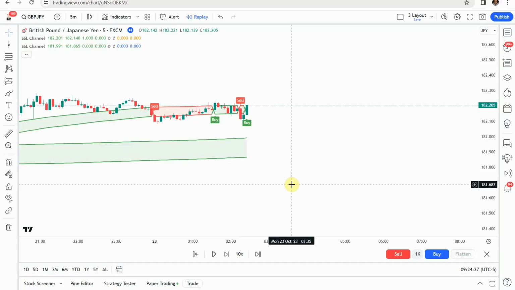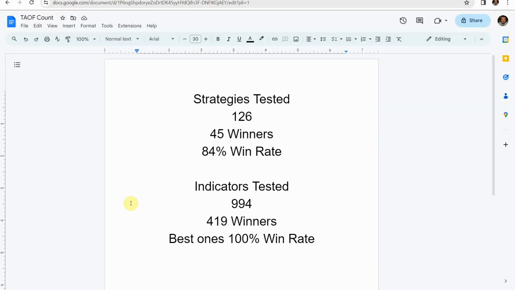Alright, as I said, today we will be testing a 5-minute scalping strategy. Before we do though, I wanted to put the testing scoreboard up for everyone to see. So to date, we have tested a total of 126 different strategies, with 45 of them being winners. The best one so far was able to achieve an 84% win rate. That is the Academy of Forex strategy with the Z-score probability indicator. We have also tested a total of 994 indicators, with 419 of them being winners.